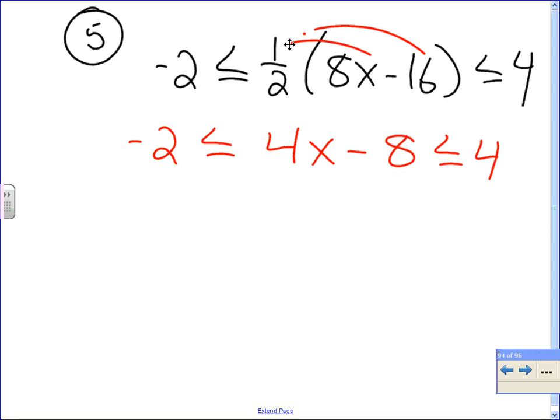I think this side's wrong. When you add 8 here, you get 6. And then when you divide by 4, it's 6 over 4, which is 3 over 2. Yeah, I think your other side's fine. 8, 12. Yeah, your other side's fine.